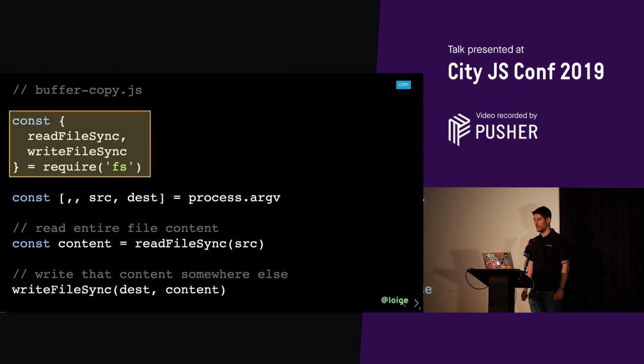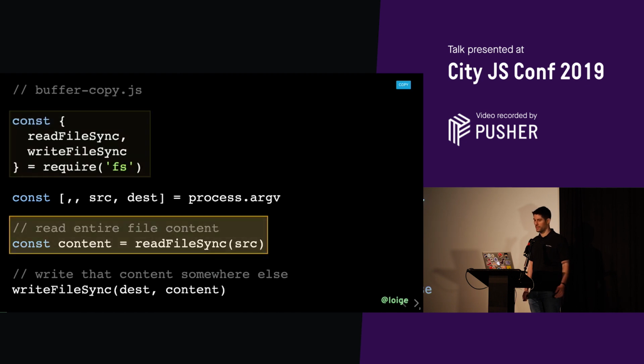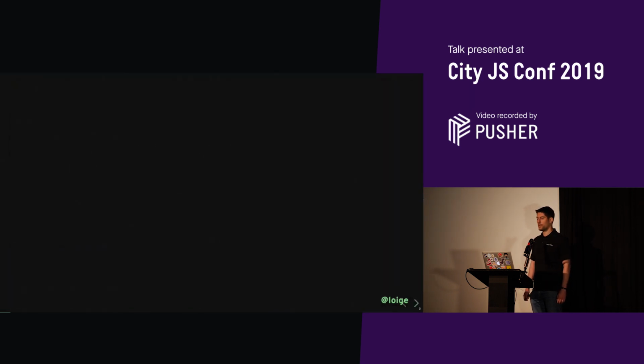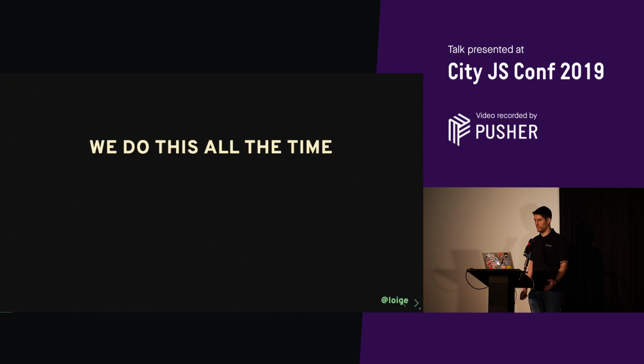You just include these libraries, these functions from the fs module, readFileSync and writeFileSync. Then you have a source and a destination. You read the data from this source using readFileSync, and then you write it to the destination using writeFileSync. So this is good. We do this all the time, and it's OK.